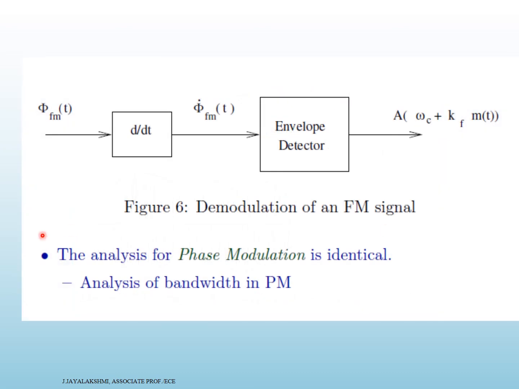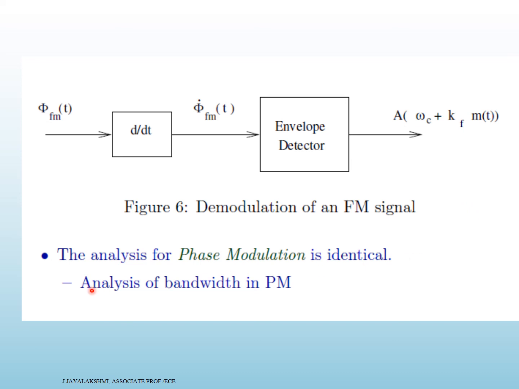So how can you demodulate it? Get the received FM signal and differentiate it with respect to dt; that is the first step. The differentiated signal is d phi FM of t. Pass this on to an envelope detector, and you will retrieve the original signal.